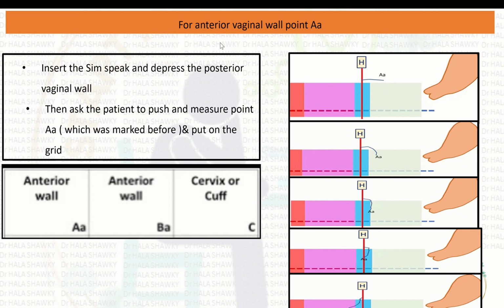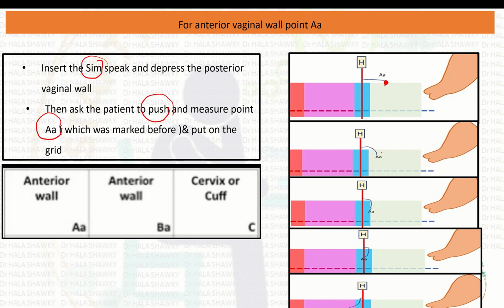Now we will measure the anterior wall. We will put the Sims speculum and depress the posterior vaginal wall. Ask the patient to push, and we will measure the point AA. Point AA, if you remember, we marked before the patient starts straining.